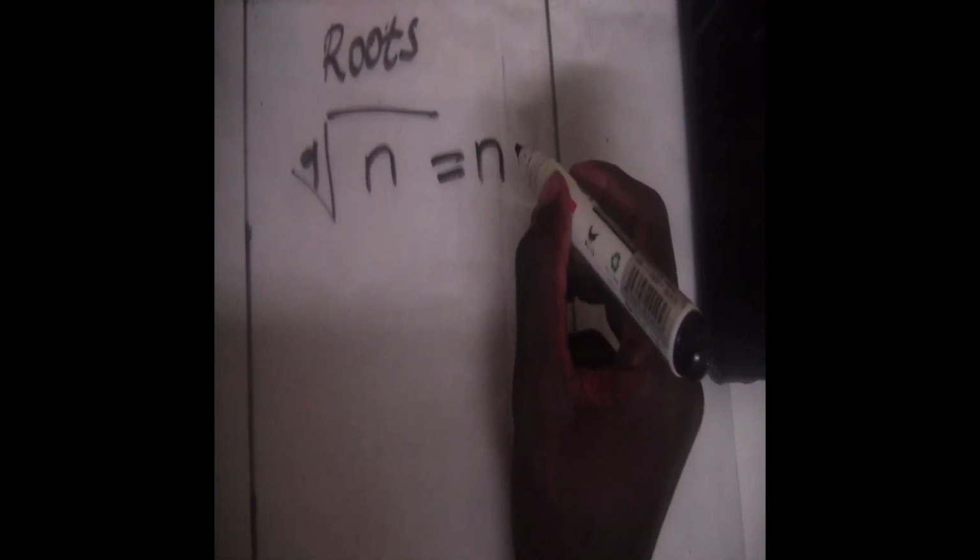Okay, so far so good. We are moving to the next index rule. The next index rule is roots. Roots rule. We have square root, cube root, fifth root, sixth root. The answer will be n raised to power 1 over a.